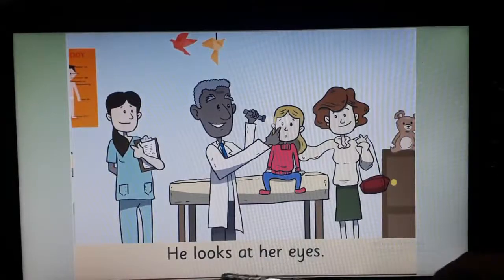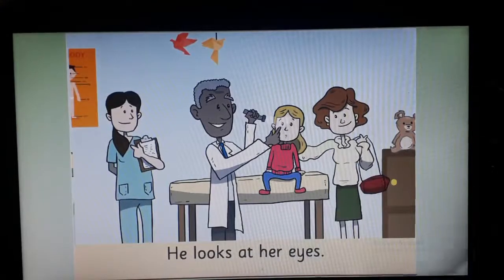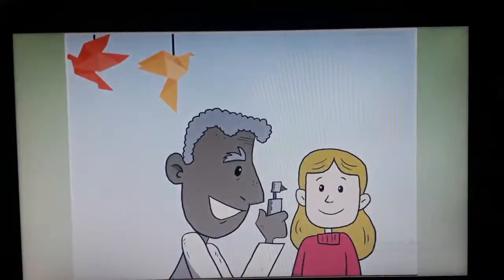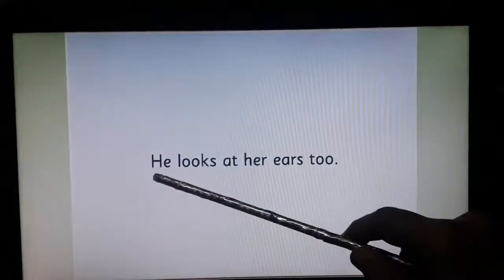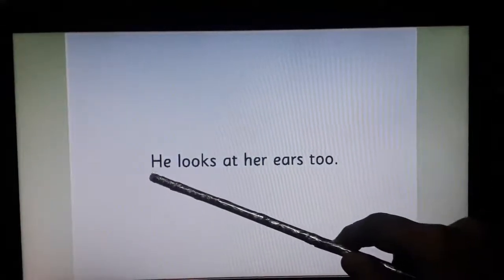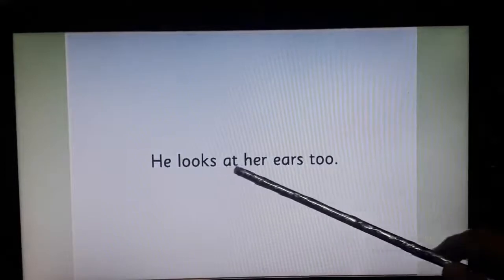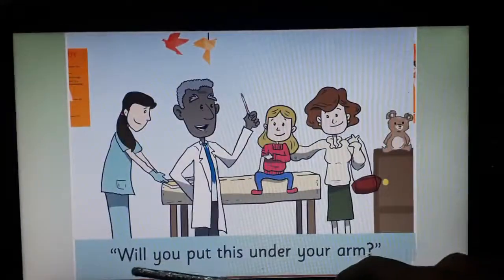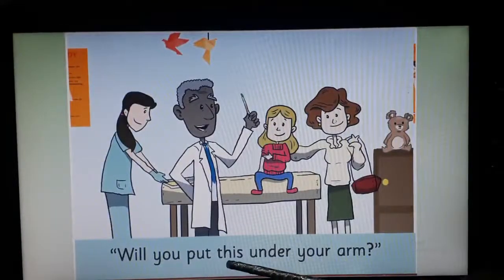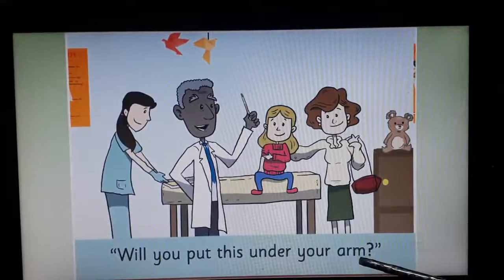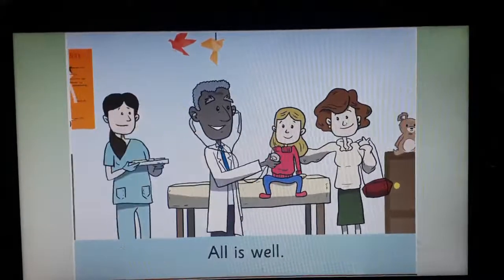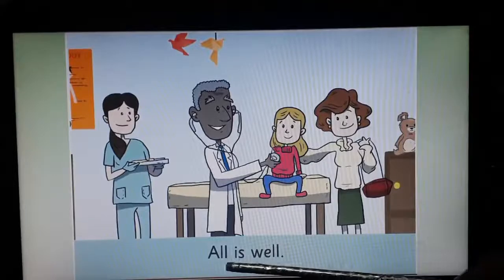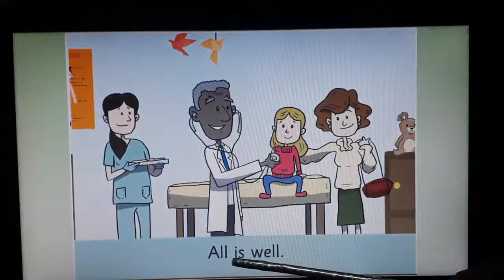He looks at her eyes. Turn the page. Now see at the right hand side page. He looks at her ears too. Turn the page. Will you put this under your arm? Let's see on the right hand side page. All is well.